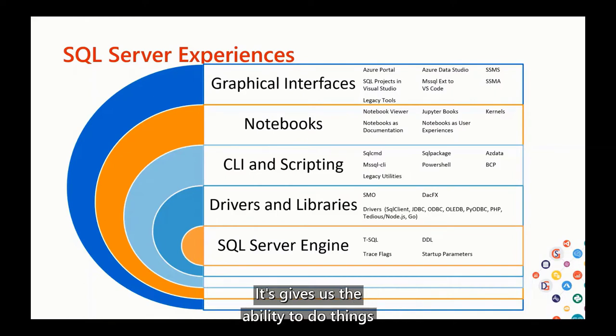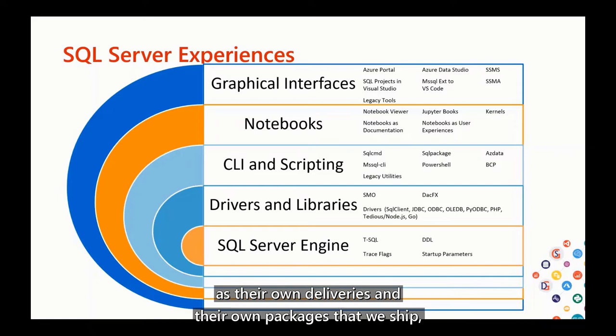That gives us the ability to do things like work at the SMO level or DACFX level, and then we've started shipping those, as we'll talk about in a little bit, as first-class citizens, as their own deliveries and their own packages that we ship, which enables other people to build applications using those same APIs that we're using.